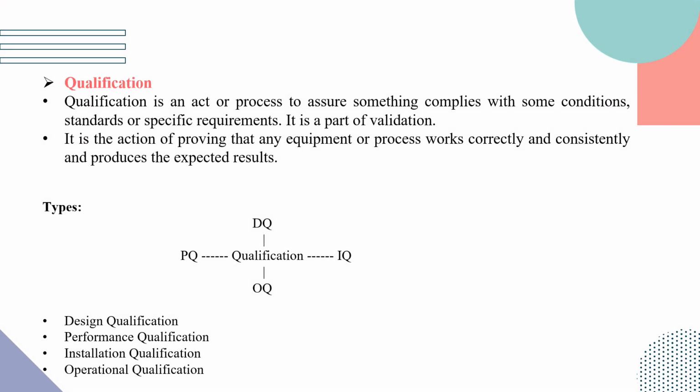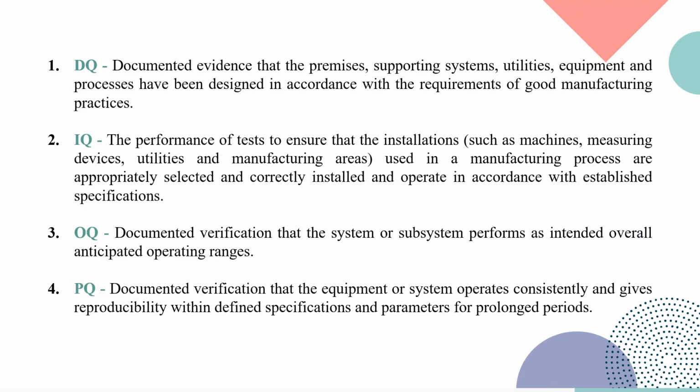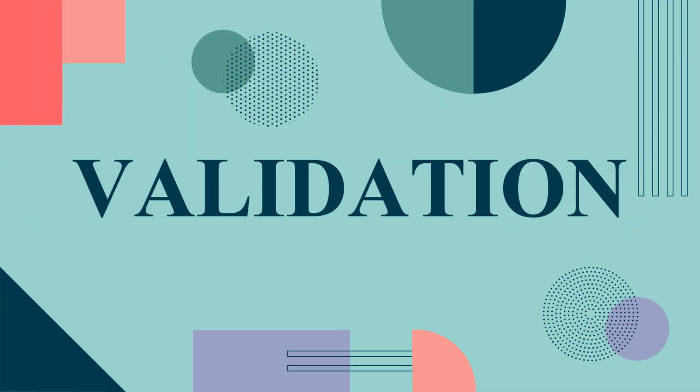Third is qualification. Qualification is a part of validation. Qualification is a process through which an instrument works properly and produces expected results. There are some types of qualification like design qualification, performance qualification, installation qualification, and operational qualification. Let's discuss these different types of qualification in detail.